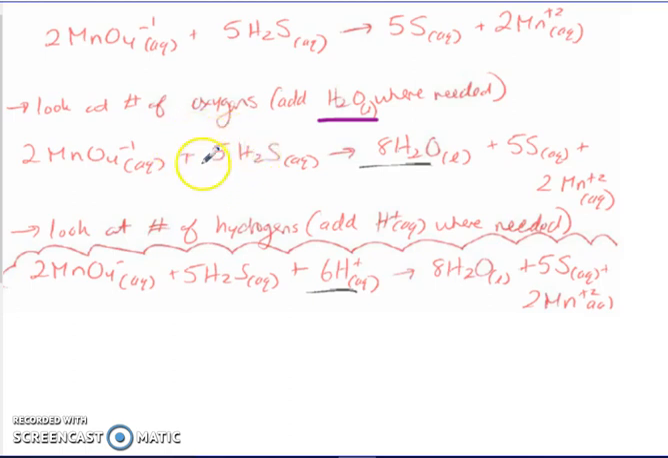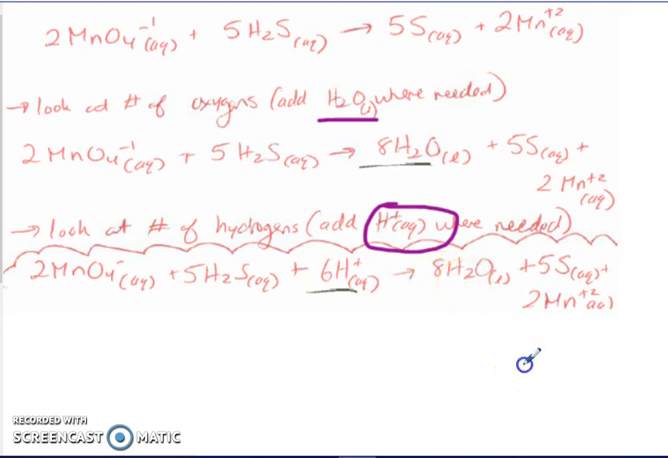So 5 times 2, we have 10. And we have 16 on the product side because of those 8 waters. So that means to balance this out, we need 6 more hydrogens on the reactant side. So it would be 6 plus these 10 here. So that's exactly what we're going to do. Remember that to balance out the hydrogens, you're going to add in hydrogen ions. So now we have 10 hydrogen here plus 6 hydrogen ions, so that's 16, and that balances out with 16.